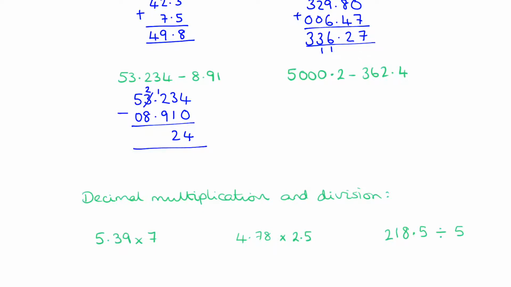So 12 take away 9 is 3, keep points in line. 2 take away 8 you can't do, so you borrow again. So 12 take away 8 is 4, and 4 take away nothing is 4. So 44.324. Okay, and then the last one of the subtractions, 5,000.2 take away, right, 362.4. There we go.